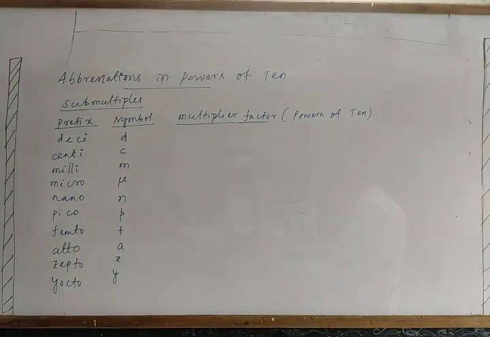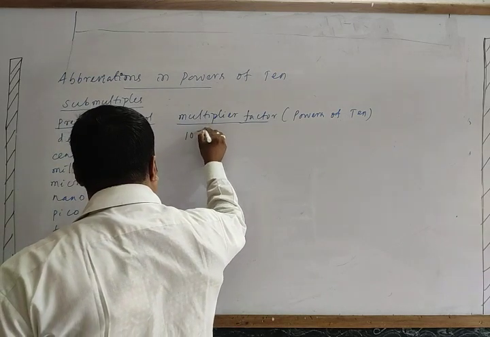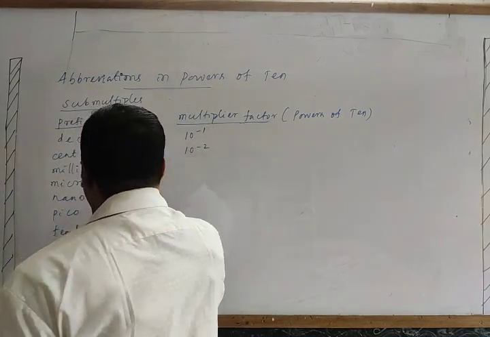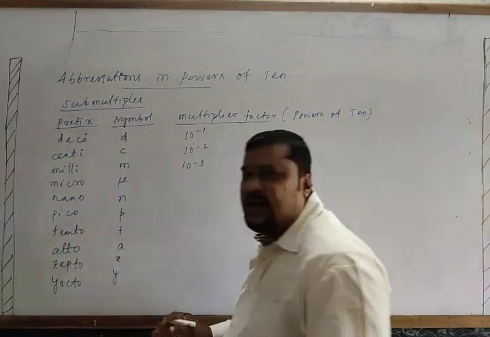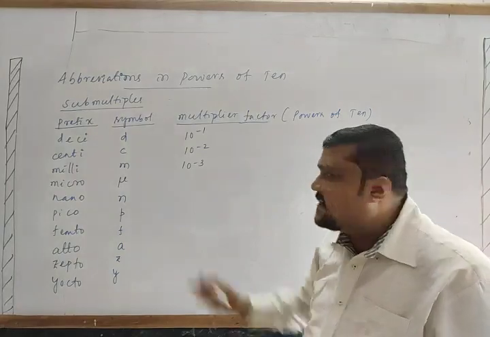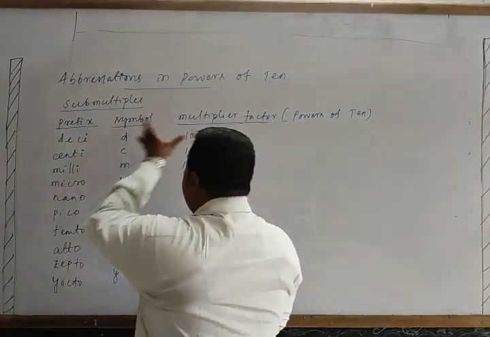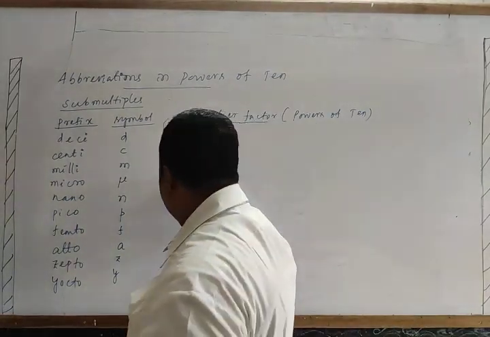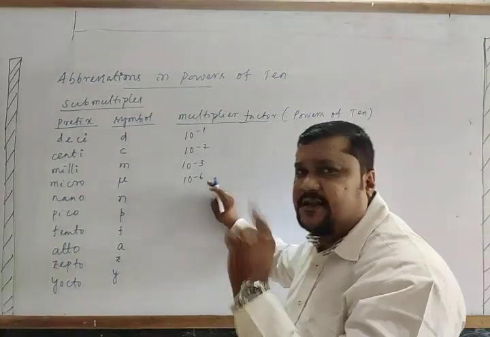Now what are the powers we are using? Deci means we replace it by 10 to the power minus 1. Centi means 10 to the power minus 2. Milli means 10 to the power minus 3. How to remember this? I remember this sequence first: minus 1, minus 2, minus 3. Micro means 10 to the power minus 6. I will shift to minus 6. There is no minus 4, minus 5.